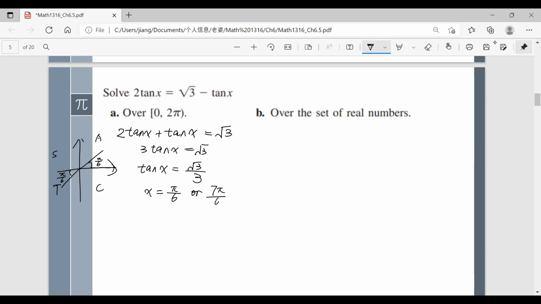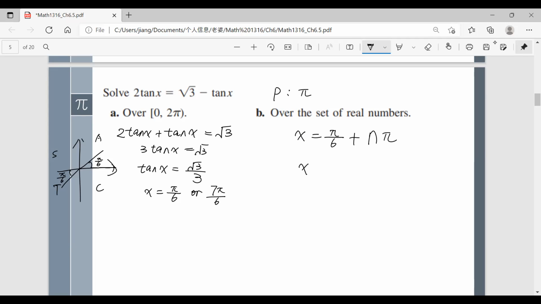7 pi over 6. This is the angle x in the domain 0 to 2 pi. How about the general solution over the set of real numbers? That means all the solutions. So what is the period for tangent? The period for tangent is pi. That means the general solution can be written like x equals pi over 6 plus n times pi.